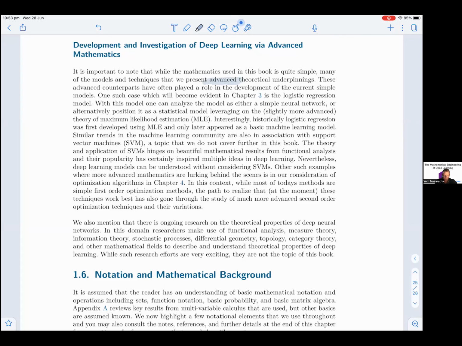Other such examples where more advanced mathematics are lurking behind the scenes is in the consideration of optimization algorithms in Chapter 4. In this context, while most of today's methods are simple first-order optimization methods, the path to realize that at the moment these techniques work best has also gone through the study of much more advanced second-order optimization techniques and their variations. We also mentioned that there is ongoing research on the theoretical properties of deep neural networks. In this domain, researchers make use of functional analysis, measure theory, information theory, stochastic processes, differential geometry, topology, category theory, and other mathematical fields to describe and understand theoretical properties of deep learning. While such research efforts are very exciting, they are not the topic of this book.